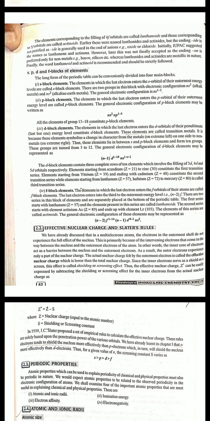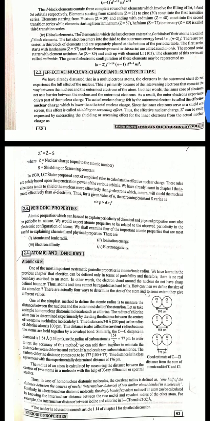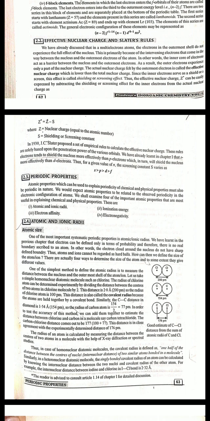Effective nuclear charge and Slater's rules. We have already discussed that in multi-electron atoms, the electrons in the outermost shell do not experience the full effect of the nucleus. This is primarily because of the intervening electrons that come in the way between the nucleus and the outermost electron of the atom. In other words, the inner core of electrons acts as a barrier between the nucleus and the outermost electron. As a result, the outer electron experiences only a part of the nuclear charge. The actual nuclear charge felt by the outermost electron is called the effective nuclear charge, which is lower than the total nuclear charge. Since the inner electrons serve as a shield or a screen, this effect is called the screening or shielding effect.